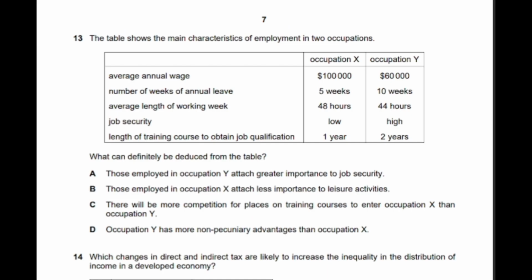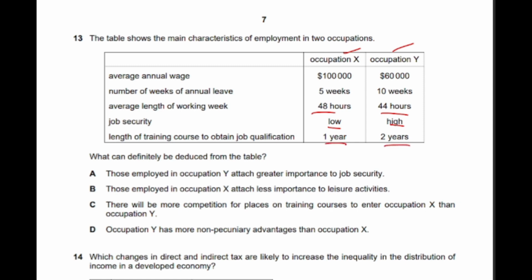Question number 13 says the table shows the main characteristics of employment in two occupations. This is occupation 1, occupation 2. If you evaluate them, you can see that occupation X pays more wages than Y. In number of weeks of annual leave, X has fewer weeks and occupation 2 has more. Average working hours are greater in X, lesser in Y. Job security is lesser in X, higher in Y. Length of training required is 1 year and 2 years.